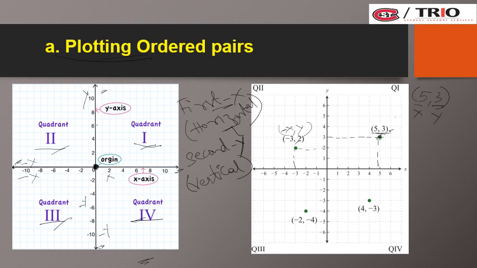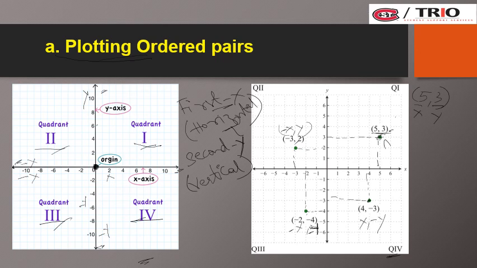In quadrant 3, we have x and y both negative, a -x and a -y. So on the x-axis we have -2, and on the y-axis we have -4. Hence it's -2, -4. In quadrant 4 we have 4, -3. The 4 is the x and the 3 is the y, which is -y. So 4 on the x-axis and -3 on the y-axis.